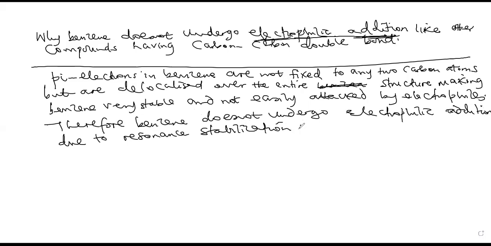So the best way I would love you to present this, you can begin with this. You can say, benzene does not undergo electrophilic addition due to resonance stabilization. Then you tell me, how does it come about? You tell me that the pi electrons in benzene are not fixed to any two carbon atoms, but are delocalized over the entire structure, making benzene very stable and not easily attacked by electrophiles. You are able to get all the marks by writing that.